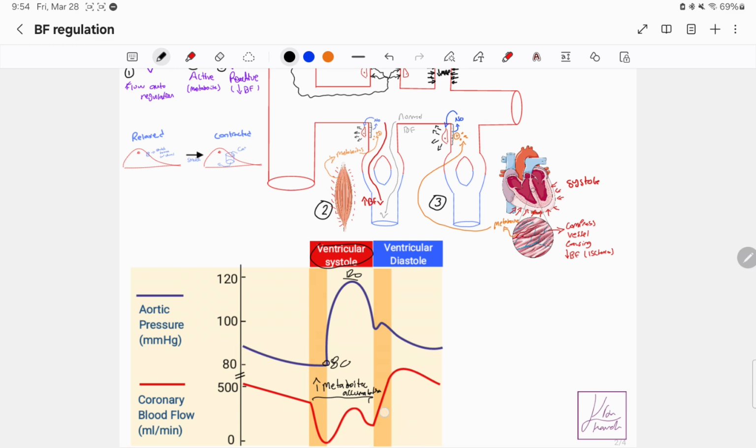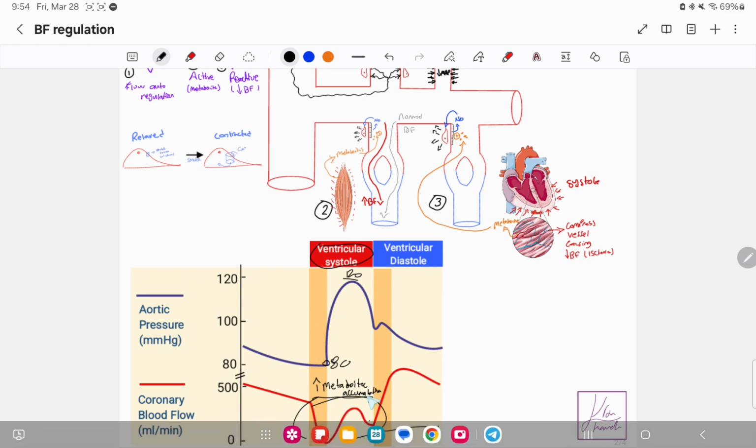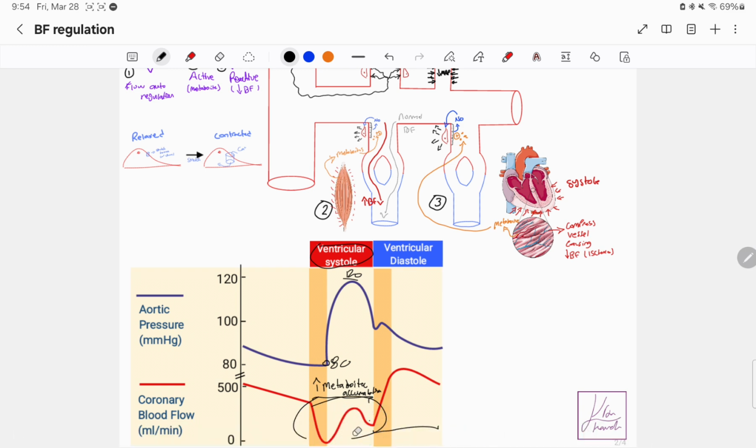Now, as soon as we finish with ventricular systole right here, and we enter ventricular diastole, what happens? We get a super increase in blood flow, the coronary blood flow. What is this part? Well, remember, if the metabolites start accumulating, what happens? They're going to stimulate the endothelial cells to produce nitric oxide, and the nitric oxide will cause relaxation of the smooth muscle cells. So why didn't the nitric oxide cause vasodilation during ventricular systole? Well, that's a great question, but it did.